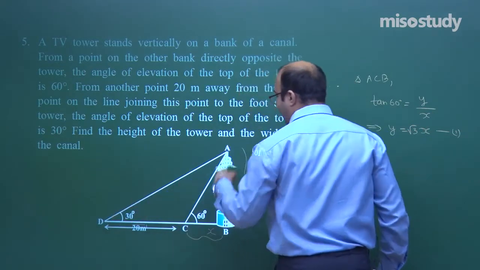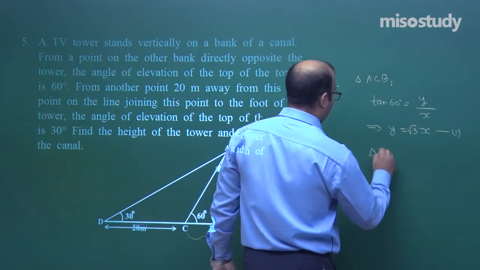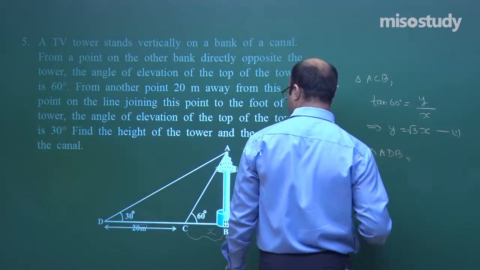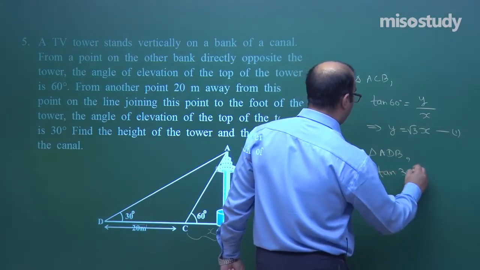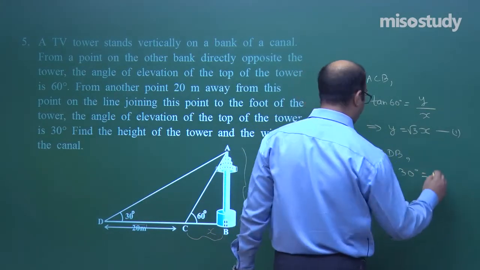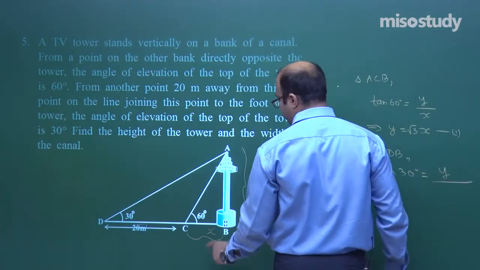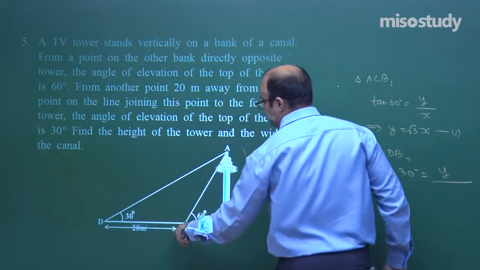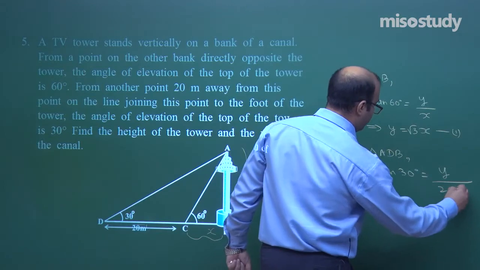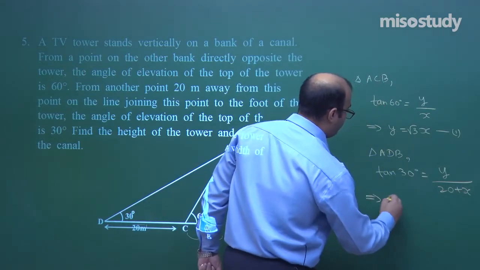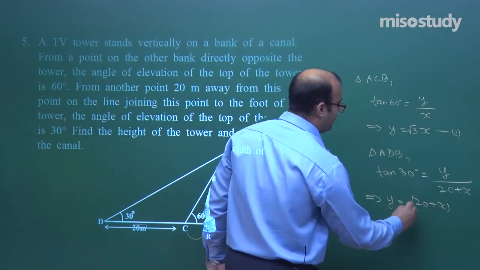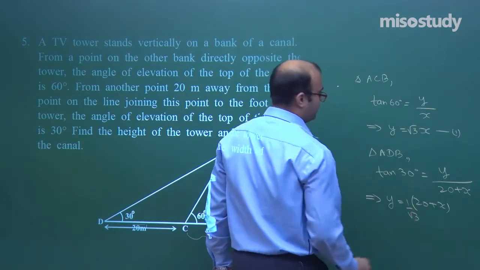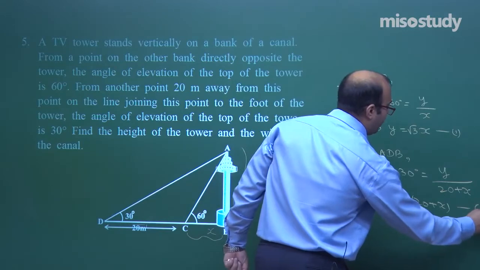We take triangle ADB. Triangle ADB, when we take here, this is 30 degree. So, tan 30 is equal to perpendicular, which is this AB, which is y, upon base. Base is BD. So, this is 20 plus x. This is the base. So, here it will become y is equal to 20 plus x into tan 30, which is 1 by root 3, like this. This is another equation in y and x.